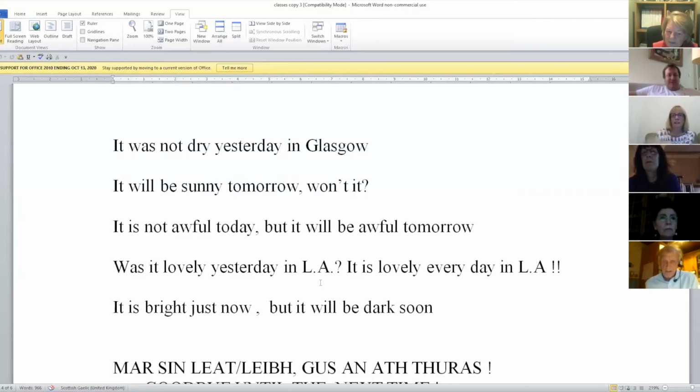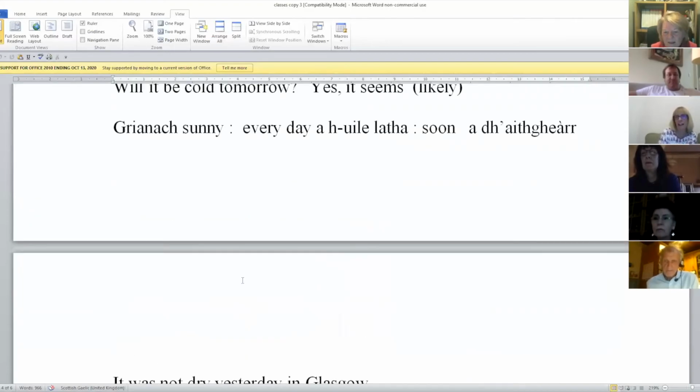There's a subtle difference. Margaret, for soon, is it a geicher or a yeicher? A geicher. The DH is like a soft G, and you go a geicher. Well done. If you say it very fast, maybe it sounds more like a G.